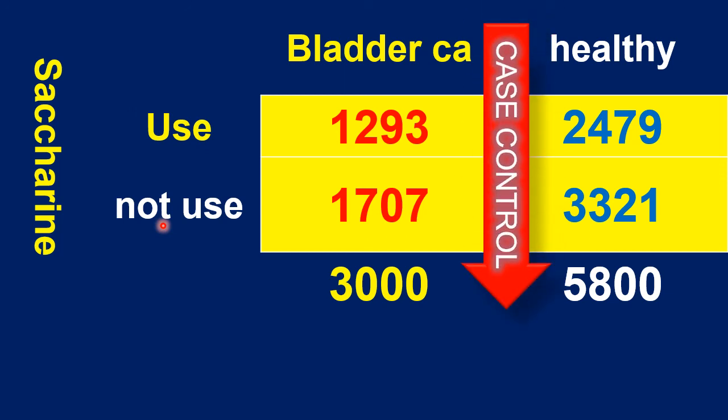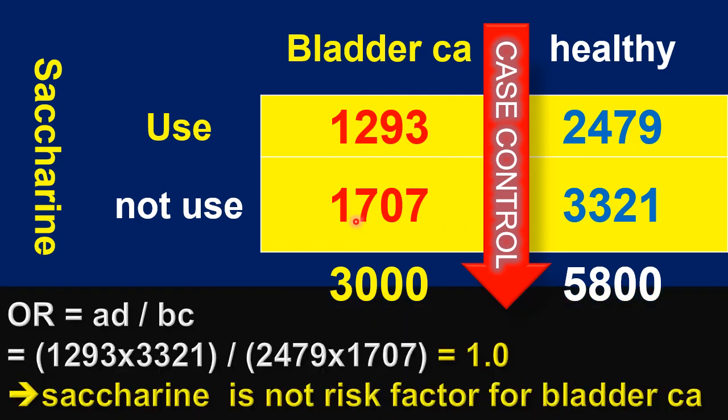As you expect, this is a case control study. In this epidemiological study, we cannot find out incidence, so we cannot calculate relative risk. So we will measure risk by calculating odds ratio.